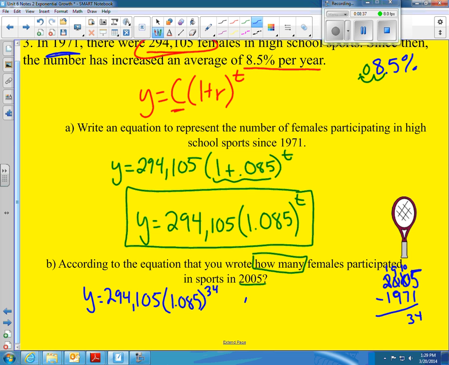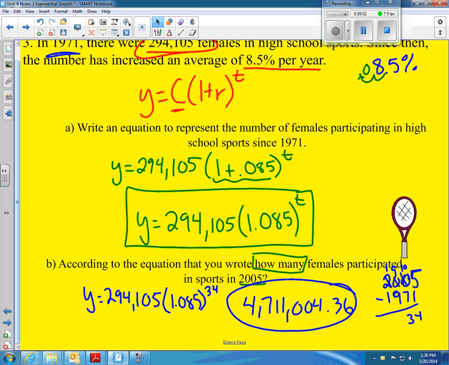Okay, so I have 4,711,004.36 females. Now we're talking about actually people, so 0.36 is not really a full person. So if you said 4,711,004 females or rounded it to 4,711,005 females, that's fine. I'll take either one of those.